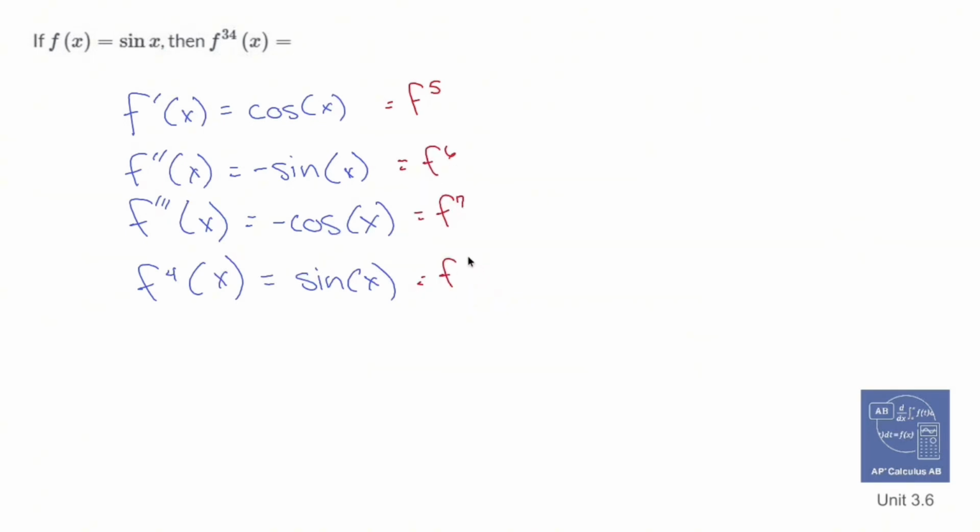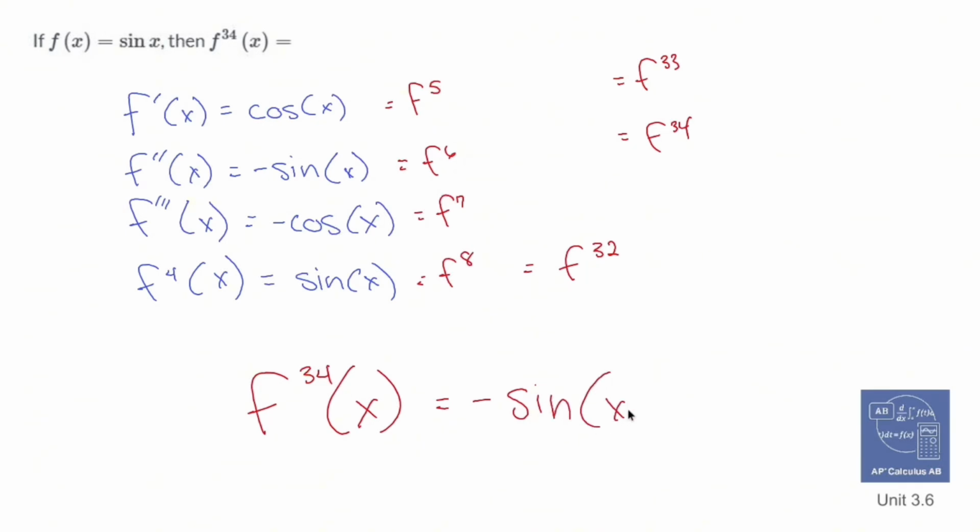So what would the 34th derivative look like? Well, if I were to keep this process going, 32 would be down here somewhere because these are all the multiples of 4. So you would be 32, which means you would be 33, which means you would be 34. So the 34th derivative is the same as the second derivative, which is negative sine x. Huh.